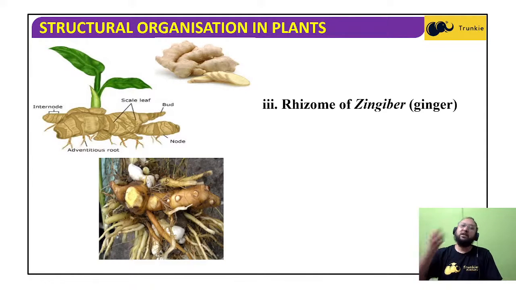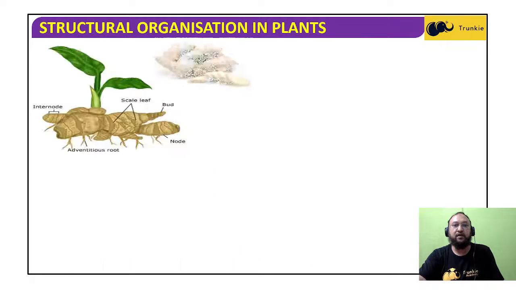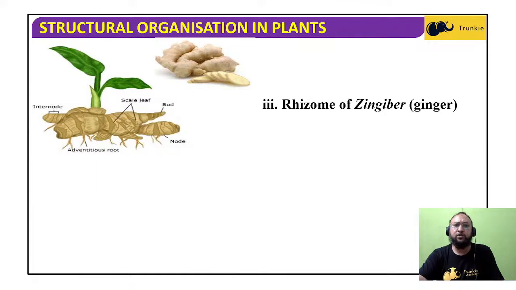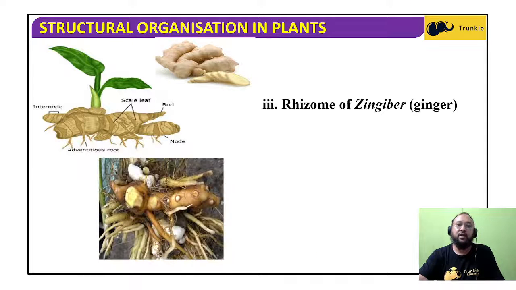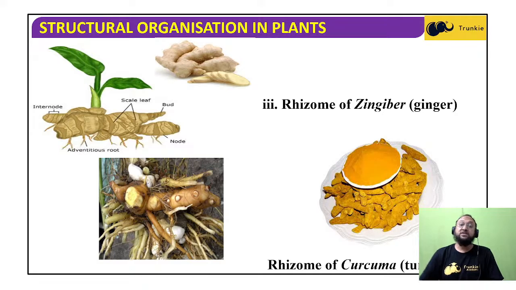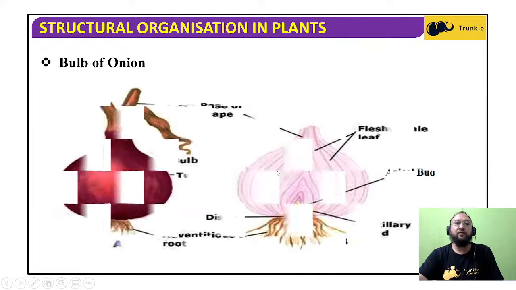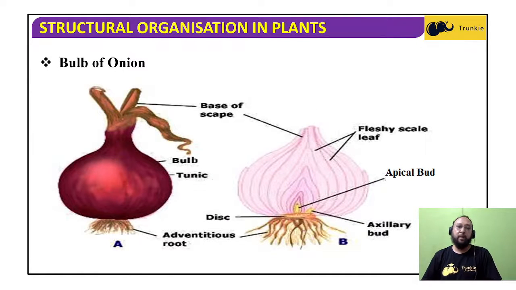So what we saw: the first one is the tuber, then the corm, then the rhizome, and turmeric is another example of rhizome. Ginger and turmeric are both examples of rhizome. Now the fourth one is the bulb. A bulb-like structure is formed, and you can see adventitious roots at the base, along with scaly structures.